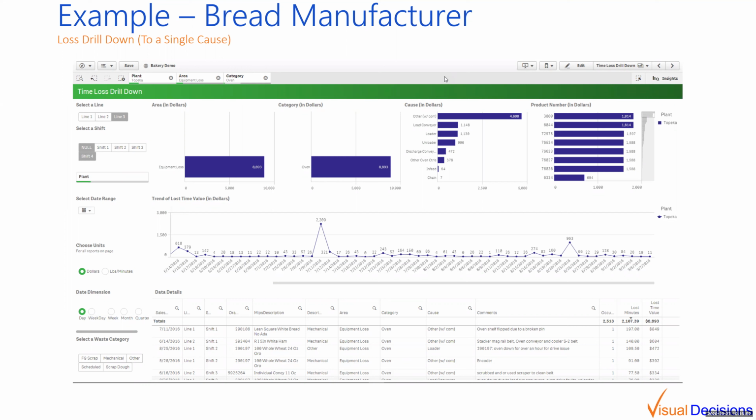Now, it would be easy to say that the customer should have been doing this in the first place, but until they had the data and saw how much time they lost, it just wasn't a priority. So they didn't have that visibility to what the real problems were.